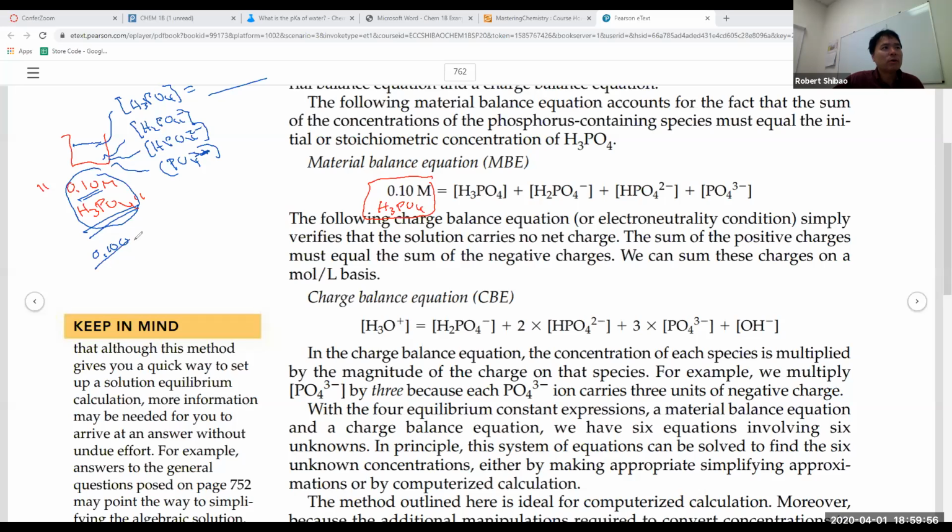Let's say out of this 0.100, I'll call it 100%, 67% of the phosphorus atoms end up here. Well, what happened to the remaining 33%? Well, the remaining 33% of phosphorus atoms are distributed between these 3 species here. And so all 4 species contribute to make 100%.